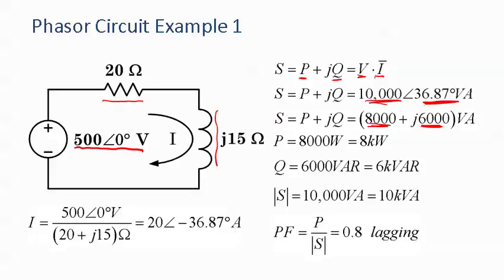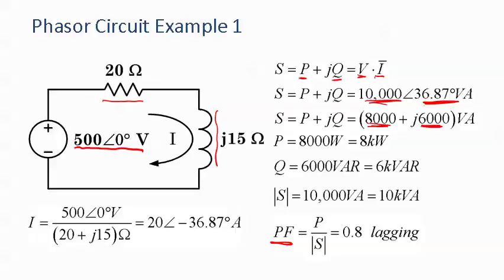The apparent power, which is simply the magnitude of all of that, another way to put the apparent power is that it's the magnitude of the current times the magnitude of the voltage. And that will be 10,000 volt amperes, or we could just say 10 kVA. The last thing about power here is the power factor. And that's the ratio of the real power in watts to the apparent power in volt amperes. In our case, that will be 0.8.